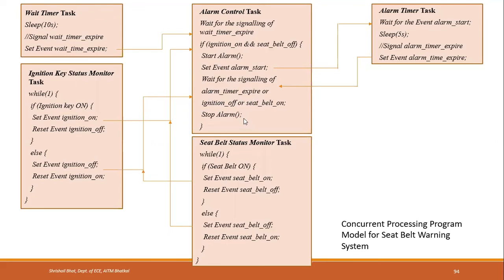So this is the way we can model the seatbelt warning system using concurrent processing model. Here, the task is divided into different subtasks, and all these tasks communicate with each other. They create events, and they send the signaling of those events to the different tasks which require them, and based on those particular events, the tasks will be executed, right? So this is one example of concurrent processing model for the same seatbelt warning system.